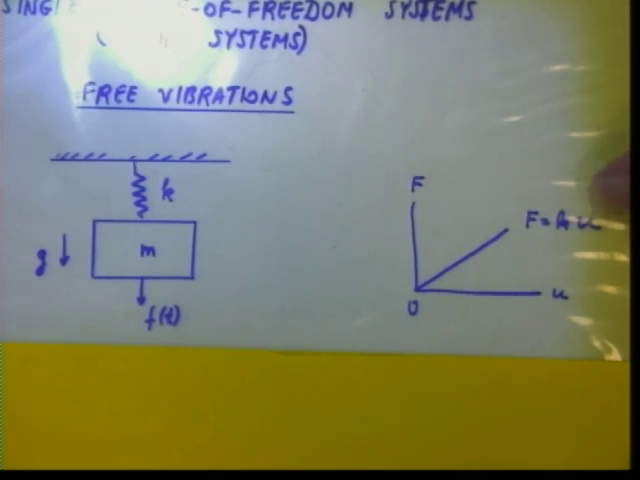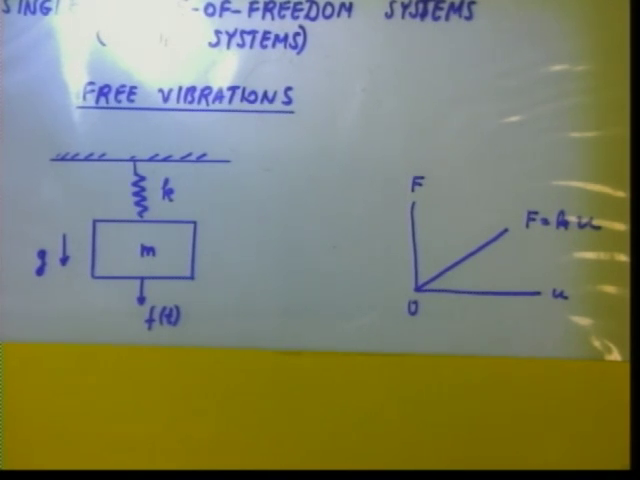What is this k? K is an inner characteristic of this spring. You may want to write it down. It is a spring constant. So that means that every spring has its own k.